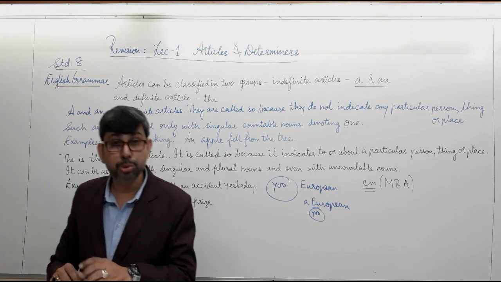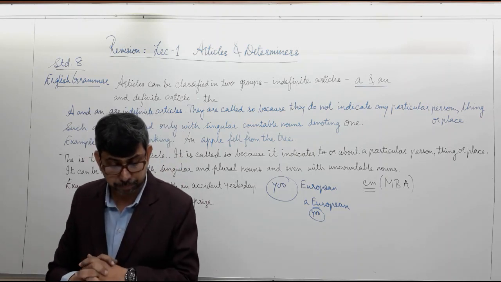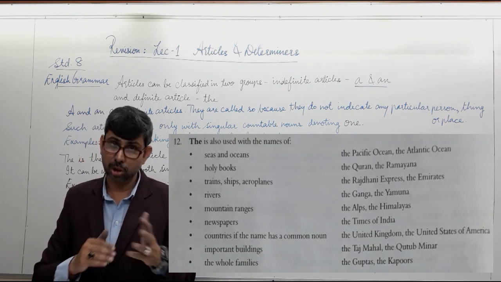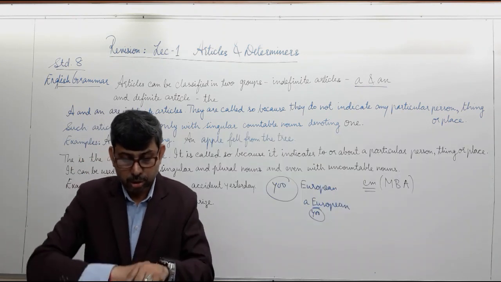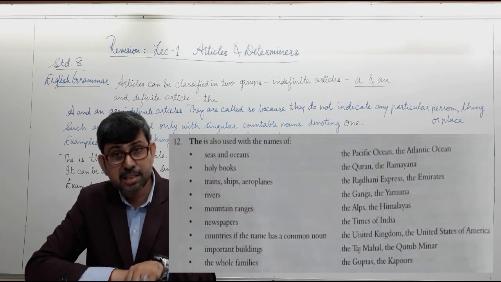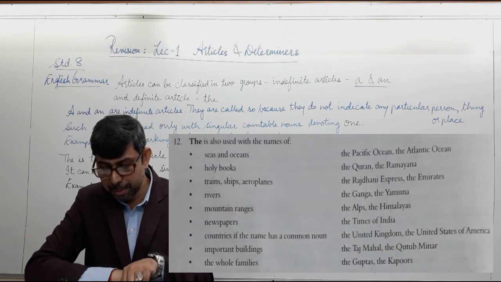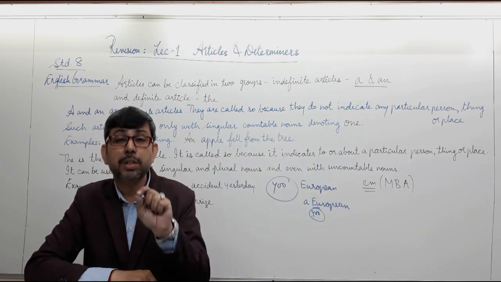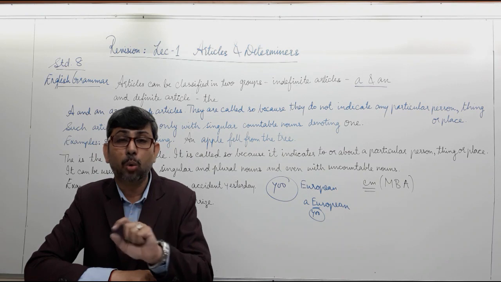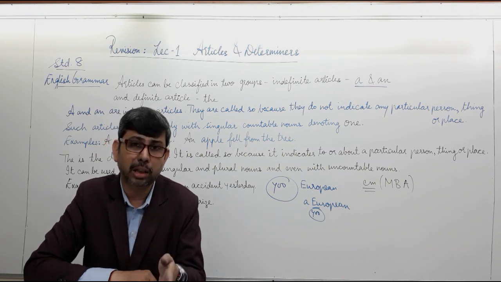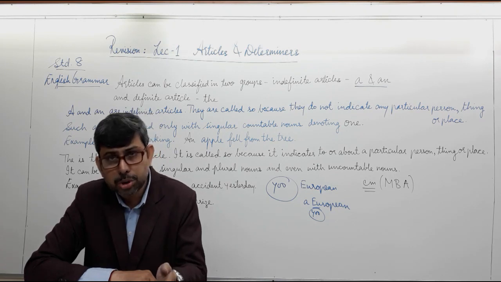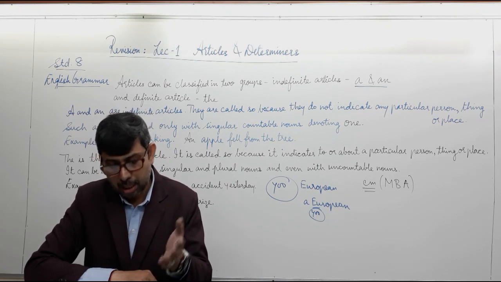The last use of the article the is with the names of, and there is a long list of it, so listen carefully. Seas and oceans. For example, the Pacific Ocean, the Atlantic Ocean. When you talk about oceans, we definitely use the article the. We cannot use it without the article. We don't just say Pacific Ocean or Atlantic Ocean. We say the Pacific Ocean, the Atlantic Ocean, and so on.